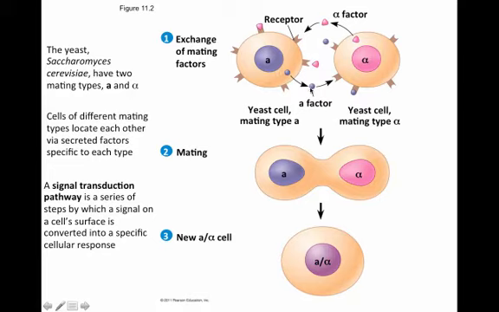And every time we have a ligand binding to a receptor, there is a high degree of specificity there at this site, this active site where the ligand binds. Okay, this is one level of control for the cell in terms of communication, that only this A factor will bind to this receptor, and only this alpha factor here will bind to the receptor. So receptor-ligand communication is very specific. And so a signal transduction pathway is a series of steps by which a signal on a cell surface is converted into a specific cellular response. And the response in this instance, of course, is mating.